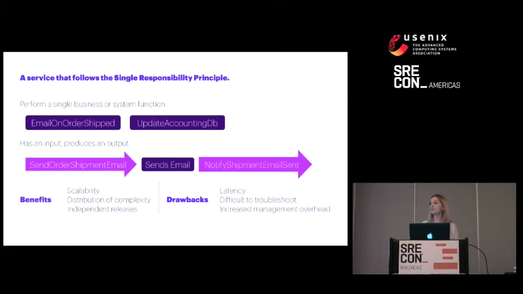So, single responsibility principle in functional programming: a function always creates the same output for the same arguments. And for functional programming fans, this is called referential transparency.